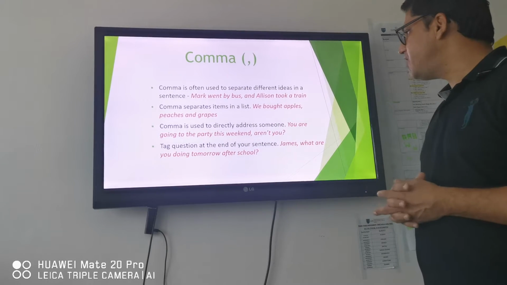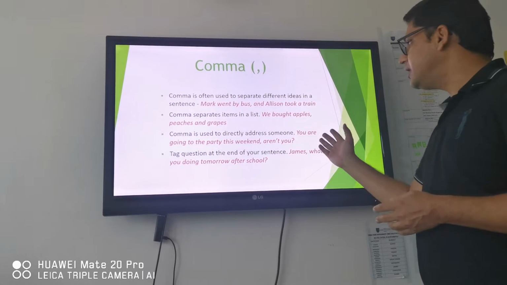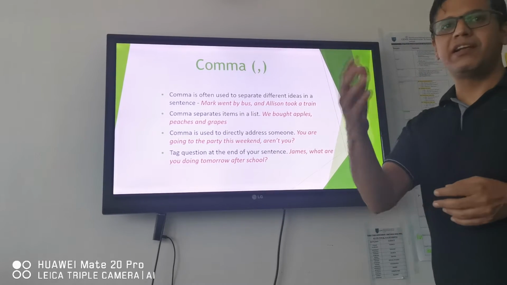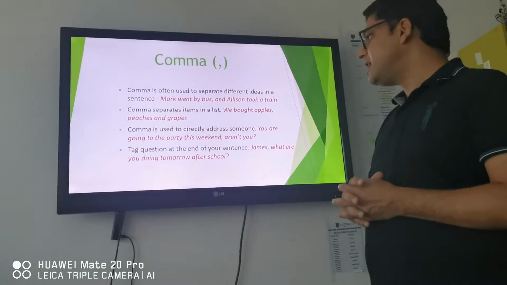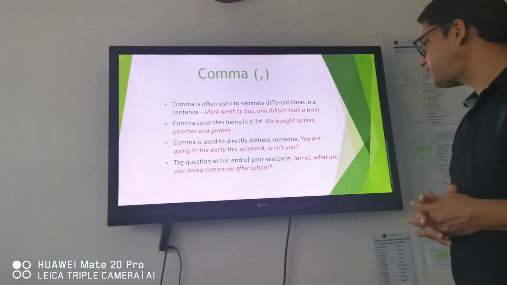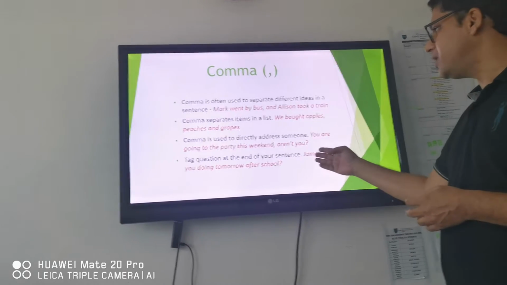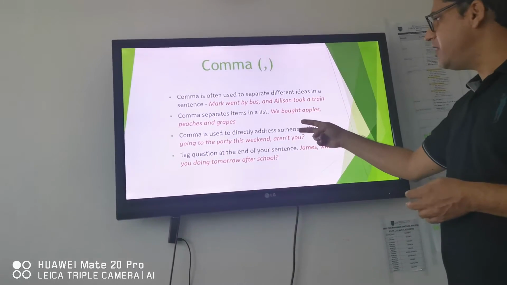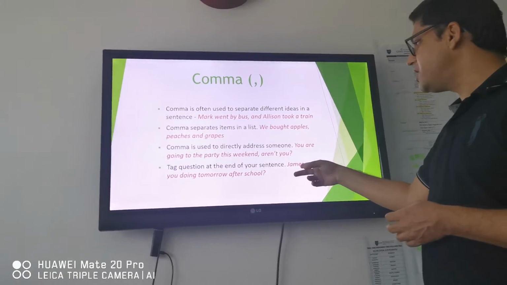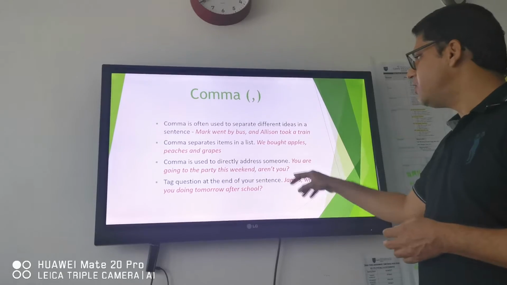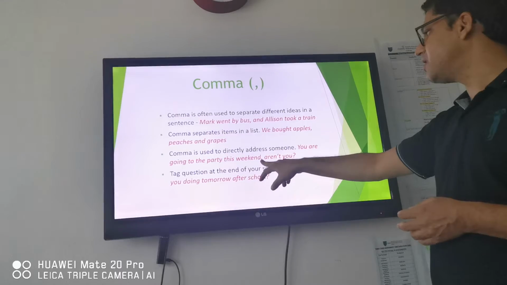Comma is used to directly address someone, like you are going to party this weekend, aren't you? So when we are addressing somebody, when we finish addressing, then we can put the comma. Tag questions at the end of the sentence. James, what are you going to do tomorrow after school? So we are addressing someone here, we are addressing James, so we are putting a comma here. And we are tagging a question, so at the end of the question there is a comma.